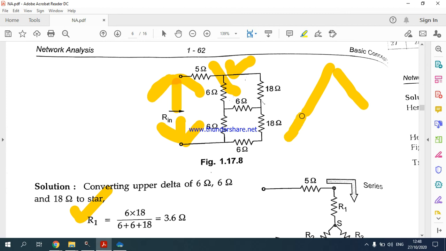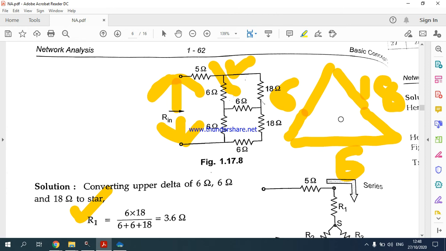If you get any difficulty while understanding that one, just think that here you have 6, here you have 18, here you have 6. What you need to do, here you have to find out this resistance. What line I have drawn? This line is visible for all, right? Yes, sir. Okay, this is nothing but Z1.